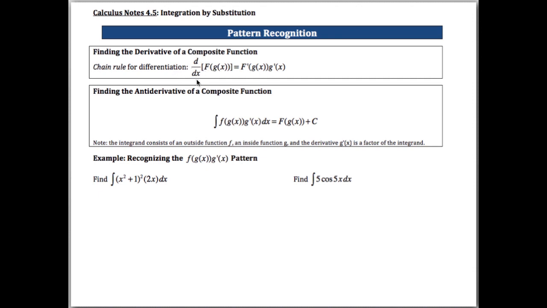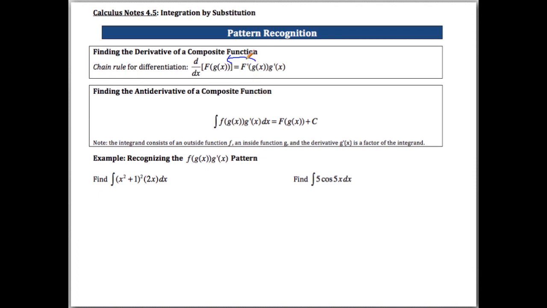So if we're taking the derivative of a function at some other function, it's going to be the derivative of that function at the other function, but then we have to multiply by the derivative of that inside function as well. So what we're going to do now is take this idea and work backwards. So now we're going to be finding the antiderivative of a composite function.